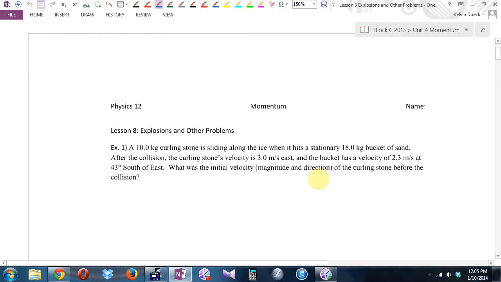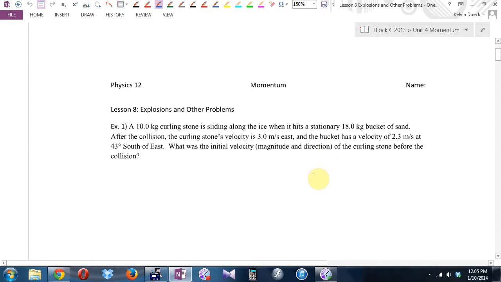I called this explosions and other problems. If I've done my job right, all this is going to be dotting I's and crossing T's, but nothing new in the alphabet. So, example 1 says this.